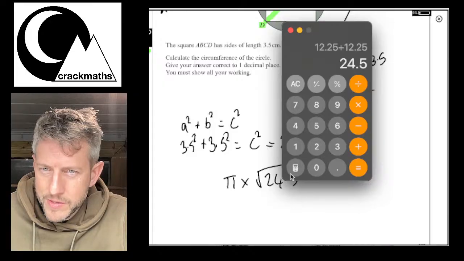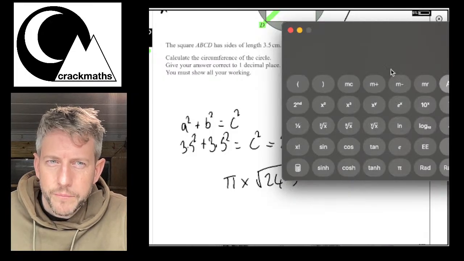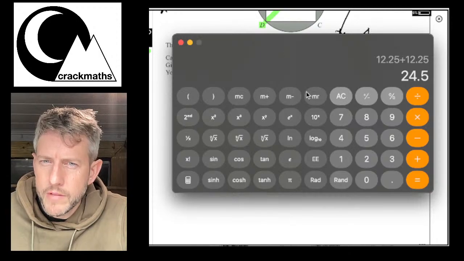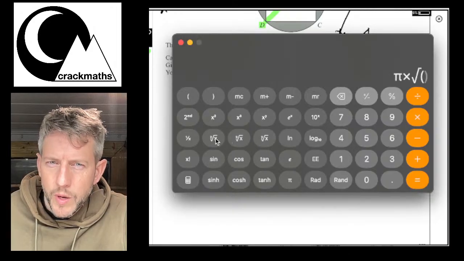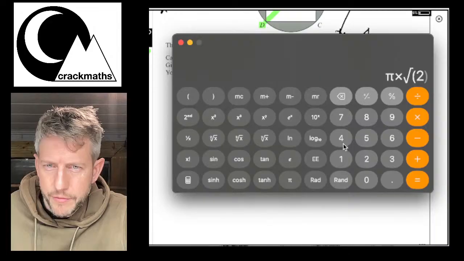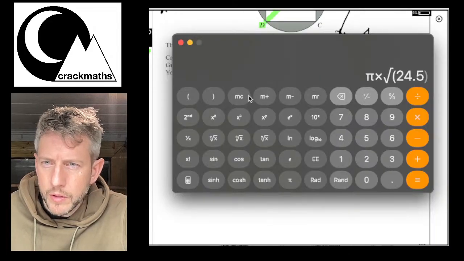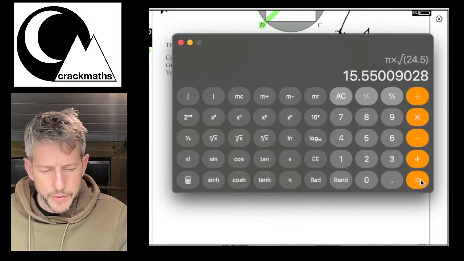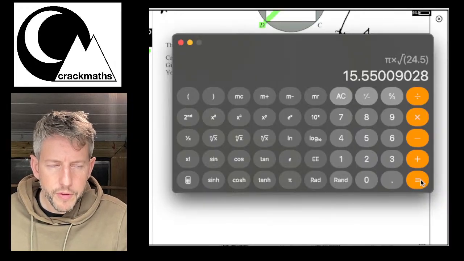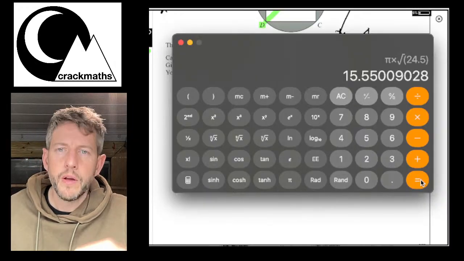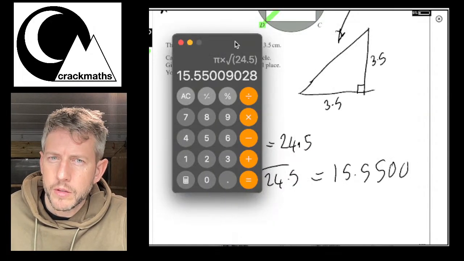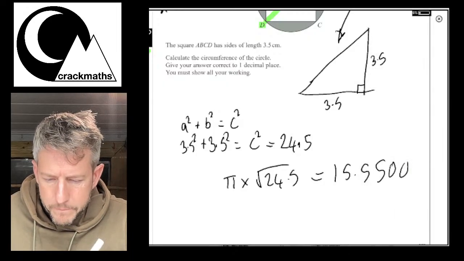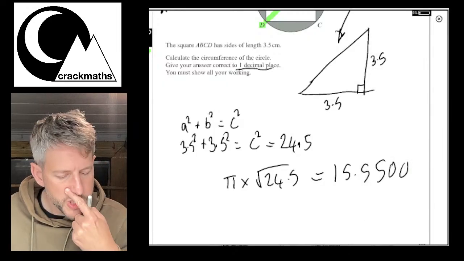Okay, I'm going to have to go scientific for this. So here we go. We've got pi times the square root of 24.5. Close that bracket. Here we go. 15.5500. They only want it to 1 decimal place. Give your answer correct to 1 decimal place. Show all your working out.